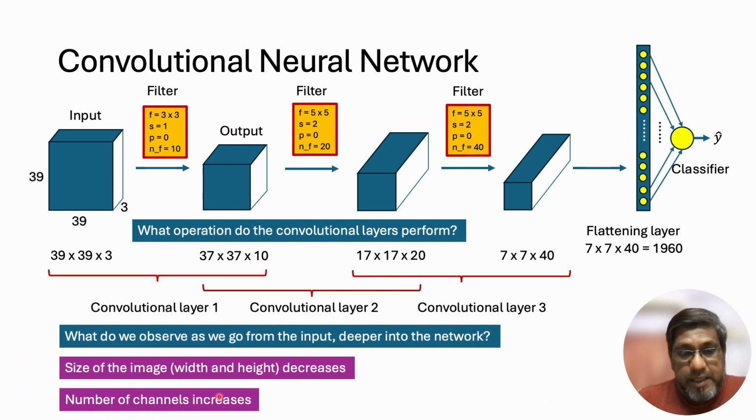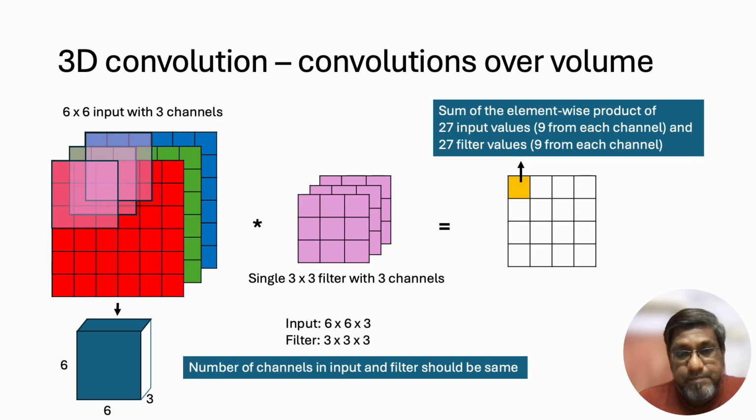So which is what is highlighted here. So the size of the image, width and height decreases, however the number of channels increases. So now let us see an illustration of how the convolution happens. Of course, we're not going to go through the working of the convolution operation itself, but we just want to see how we get the change in those dimensions between the input and output.